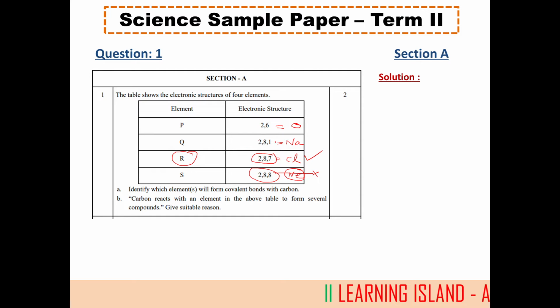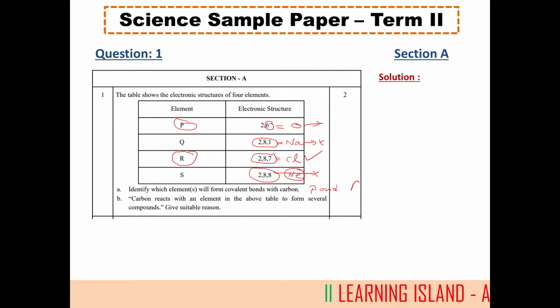And for sodium, there is 1 electron in the outermost shell. It is also a metal, so it will release 1 electron. So it cannot make the covalent bond; it can make the ionic bond. So this will not be the answer. Now P is oxygen, so it has 6 in the outermost shell. Carbon has 4, tetravalent. Now oxygen can make the covalent bond with carbon. What is a covalent bond? A covalent bond is sharing of electrons, not giving or releasing fully. So here the first answer will be P and R.